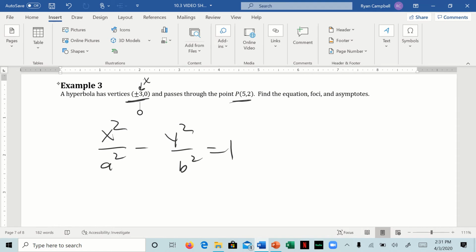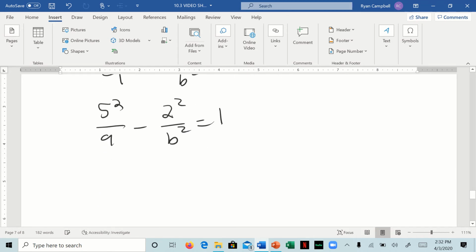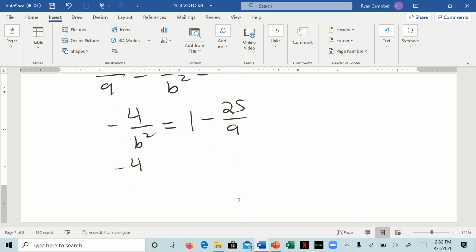Since we know that a is 3, a squared is going to be 9. Now all we've got to do is just find b. Since we have a point, that gives us an x value and a y value. So we get 5 squared over 9 minus 2 squared over b squared equals 1. So negative 4 over b squared equals 1 minus 25 over 9. So negative 4 over b squared is negative 16 over 9.